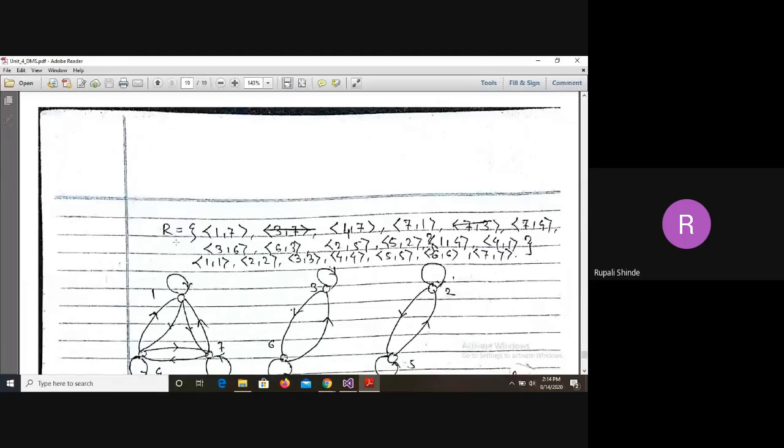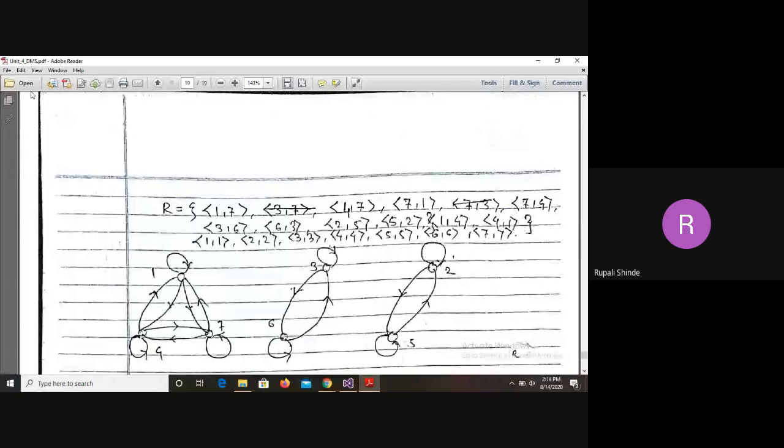Again, for this relation R, we have to draw a graph. So again, we have to check how many elements are related. 1 comma 7, 4 comma 7, 7 comma 1, 7 comma 4. If you observe these four ordered pairs, we can say that 1, 4 and 7 are closely related. That's why we can take these three elements together. This is a circle for 1, circle for 4, circle for 7.